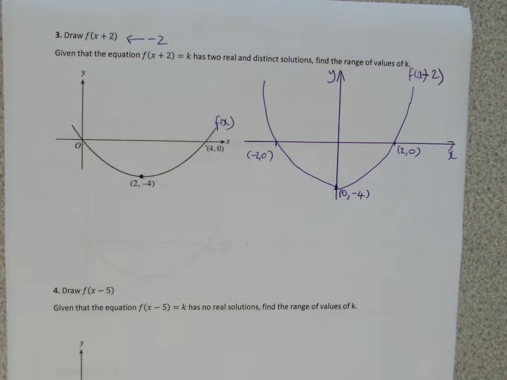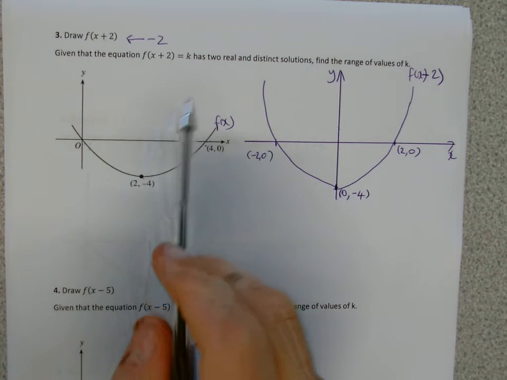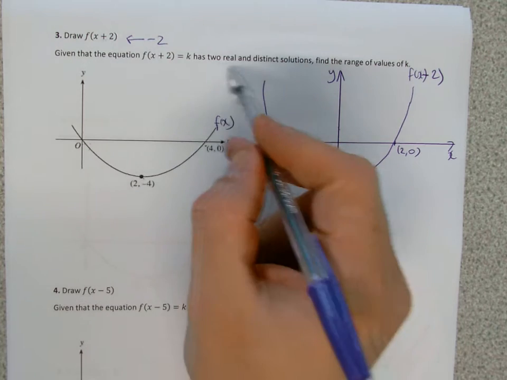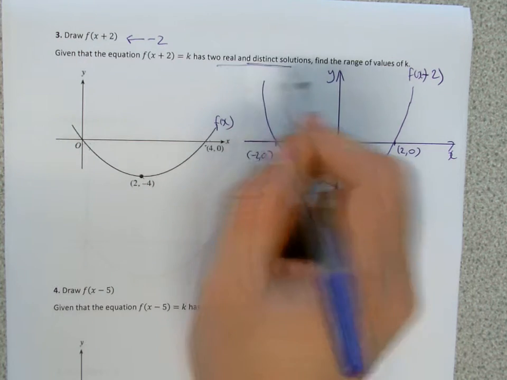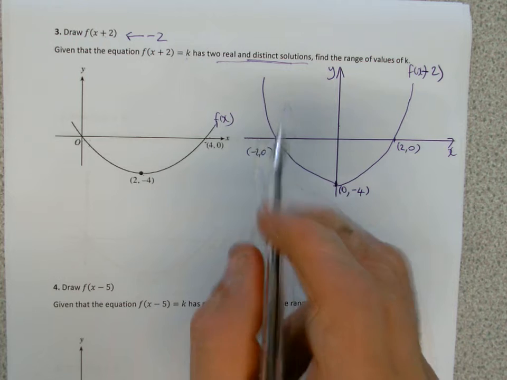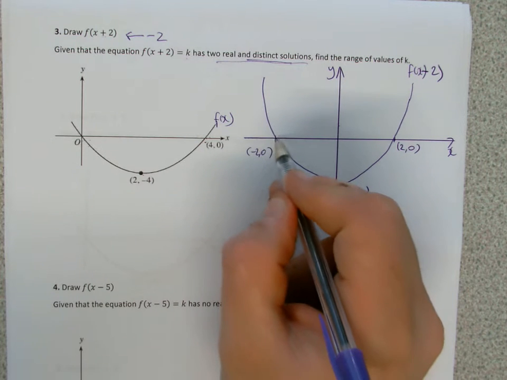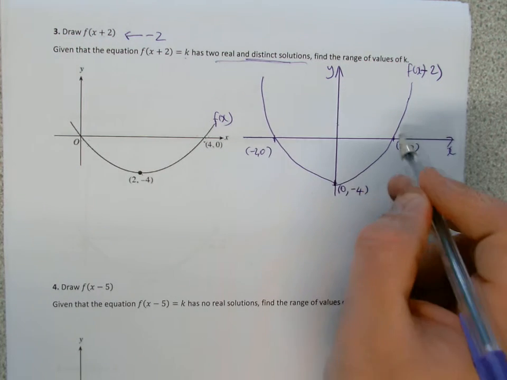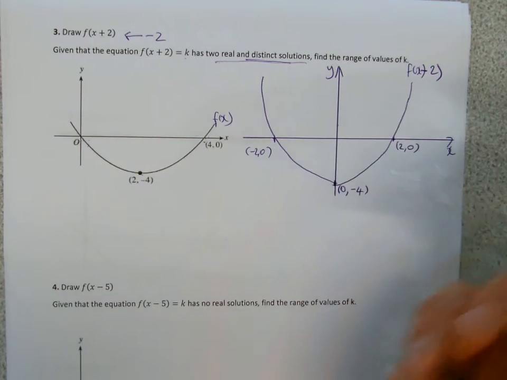Okay, excellent. Then it says, given that the equation f of x plus 2 equals k has two real and distinct solutions, find the range of values of k. All right. Now, what we need to see is a different question to what we saw before. It's got two real and distinct solutions, right? But it's not saying here when it's equal to 0, okay? Because, of course, we know it equals 0 here, doesn't it? And it equals 0 here. So we've got two real and distinct solutions.